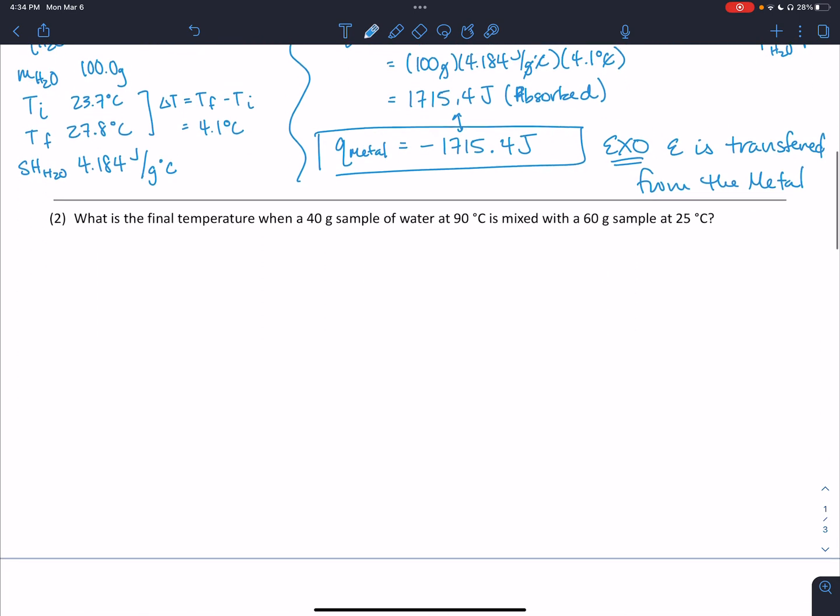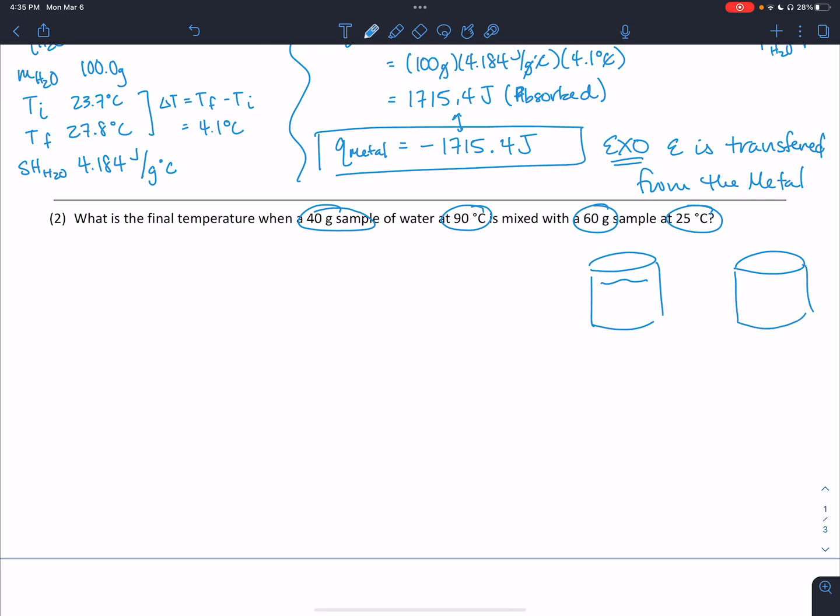Let's slide down to number 2. This one's going to be a little bit different. It says, what is the final temperature when a 40-gram sample of water at 90 degrees is mixed with a 60-gram sample of water at 25 degrees? This one's a little tricky, because what we basically have are two beakers. We've got beaker A and we've got beaker B.